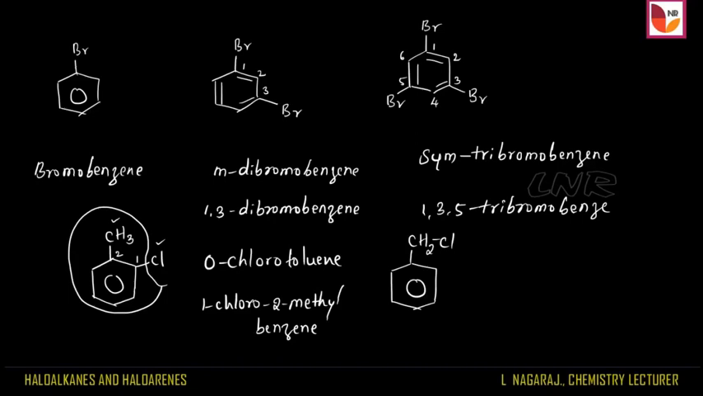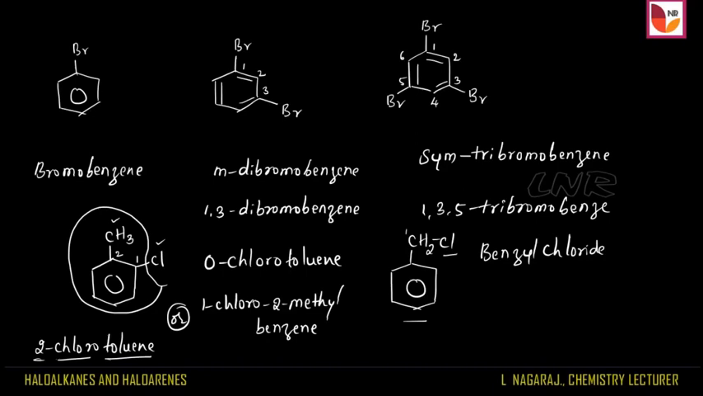Or this molecule is also to be represented as 2-chlorotoluene, that is, this substituted benzene ring is to be called toluene, and the position of the halogen is represented as 2, and the name of the halogen is chloro, that is 2-chlorotoluene. And the second molecule is to be named as benzyl chloride according to the common system.